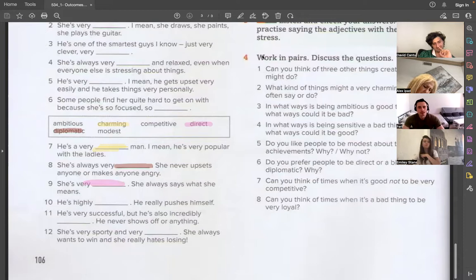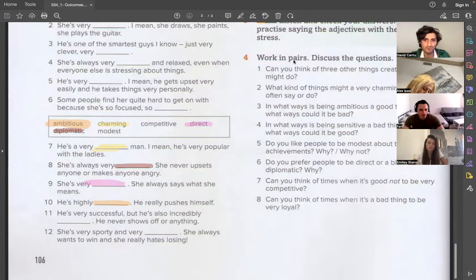Ambitious. Yeah, that's the best one. No, competitive is okay, but competitive is with other people. You want to win against other people. If it's with yourself, it's that you push yourself.